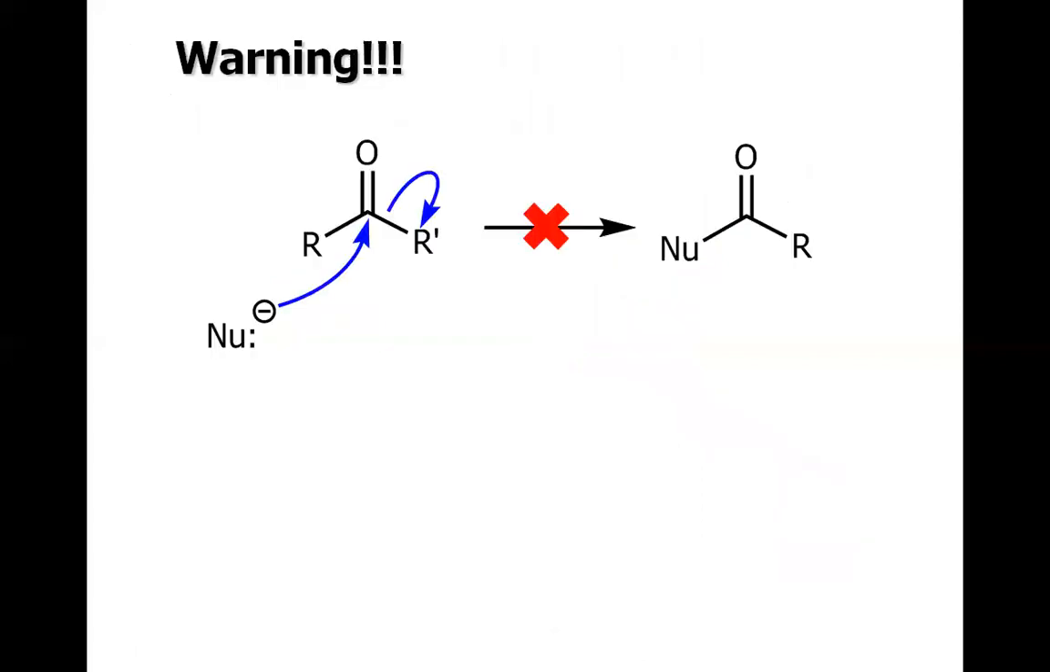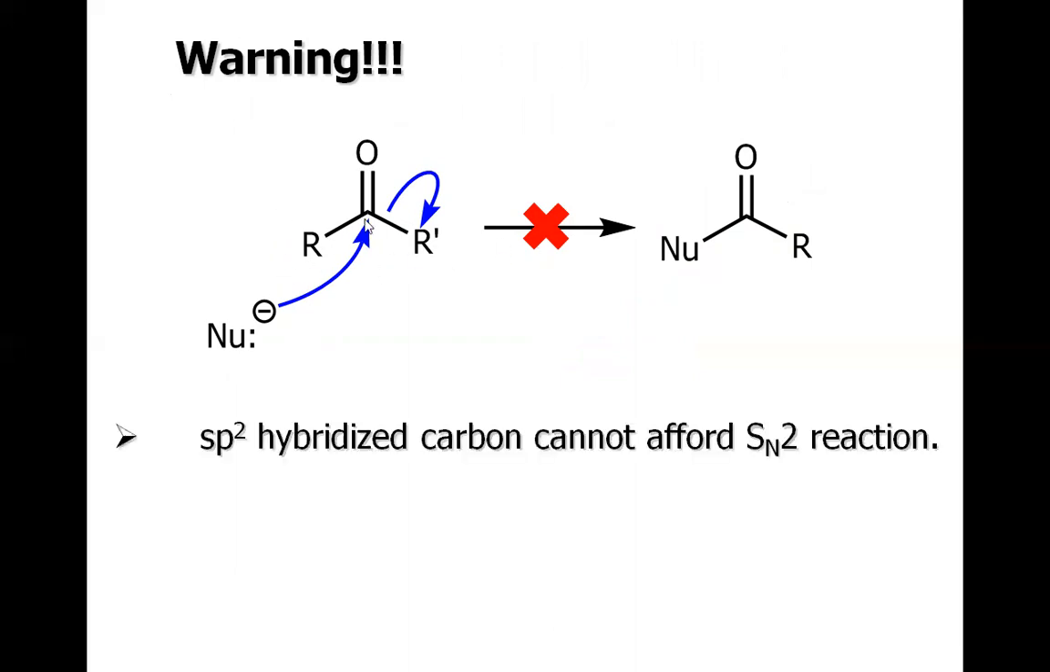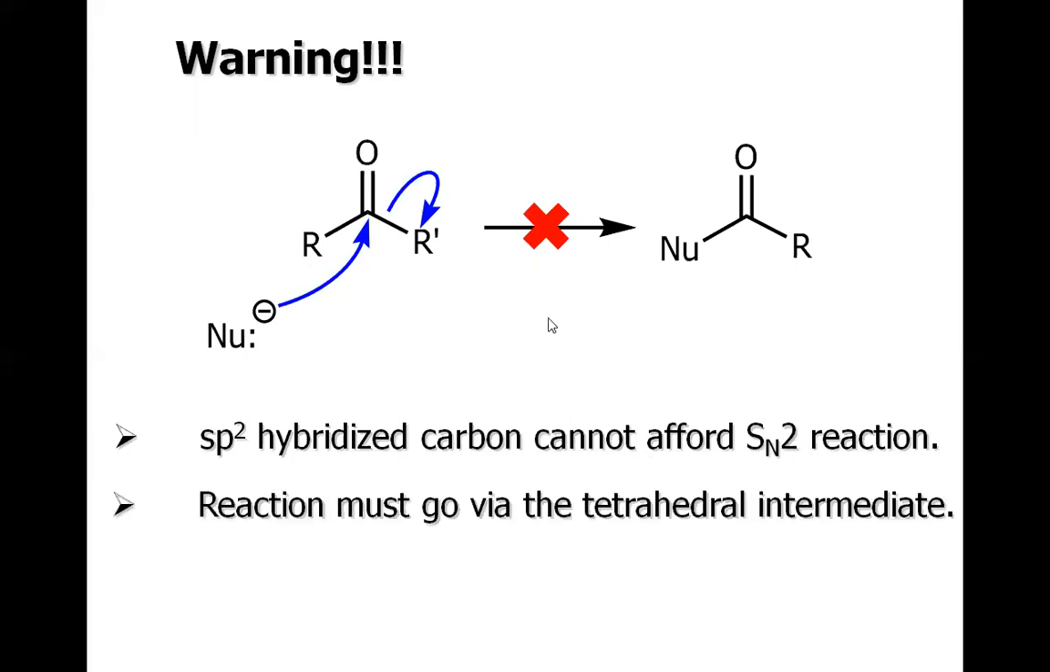Warning: remember, when you show the attack of the nucleophile to the carbonyl carbon, and you want to displace this R prime group, this cannot be done like shown, because it gives the impression that you are having SN2 substitution, that is, the nucleophile is attacking and the leaving group is leaving the system. It's not possible in the same step, because this carbon which is being attacked is not sp3 but sp2 hybridized carbon, and it cannot afford the SN2 reaction, because we don't have the right path for the attacking of this nucleophile to this carbonyl carbon. So the reaction must go via the tetrahedral intermediate, as we discussed.